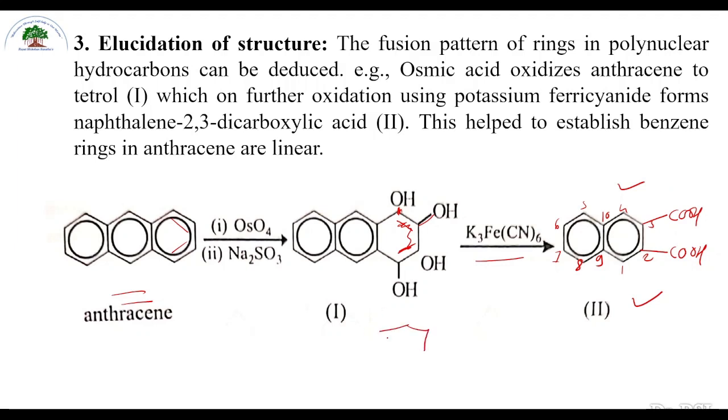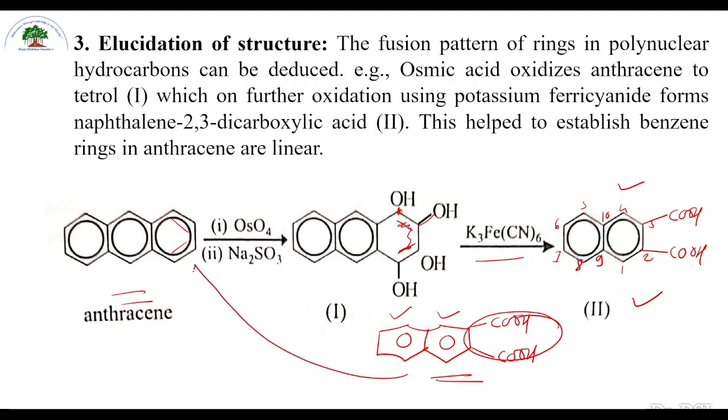Upon observation of the product of this oxidation with the help of osmium tetroxide, we can conclude that one ring, two ring, and the third ring also have been fused linearly, and the structure of the reactant anthracene can be predicted. These are the uses of osmium tetroxide. Thank you.